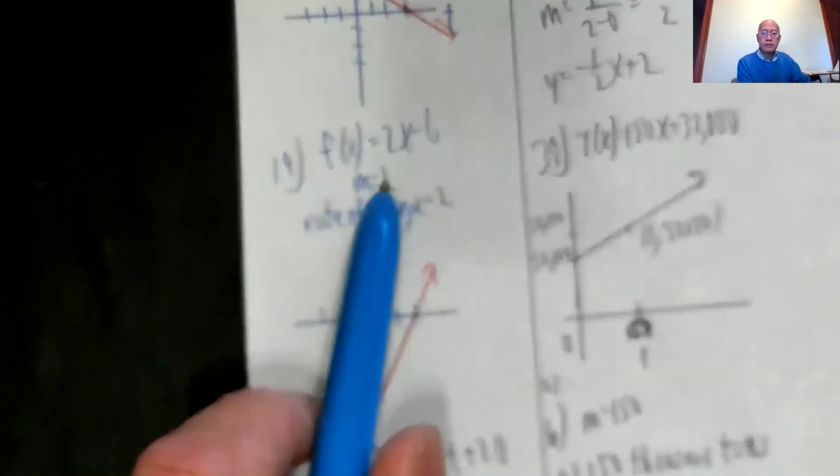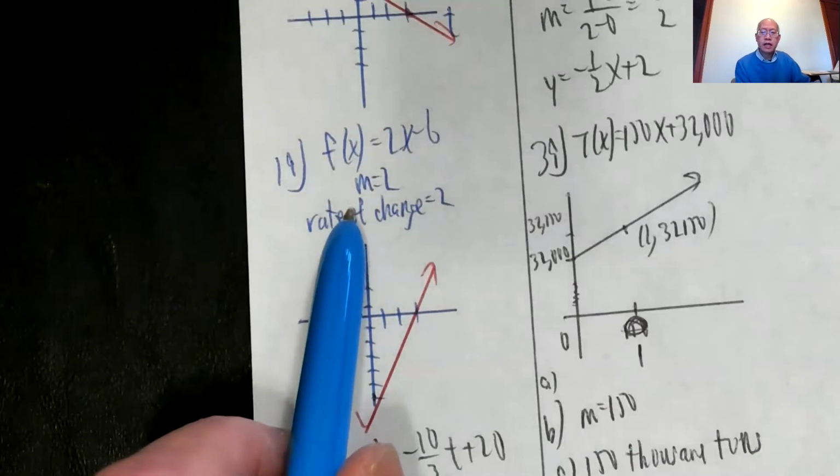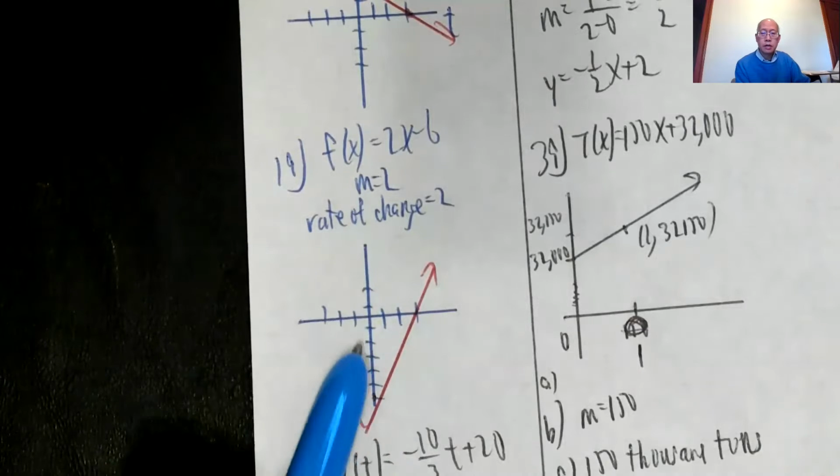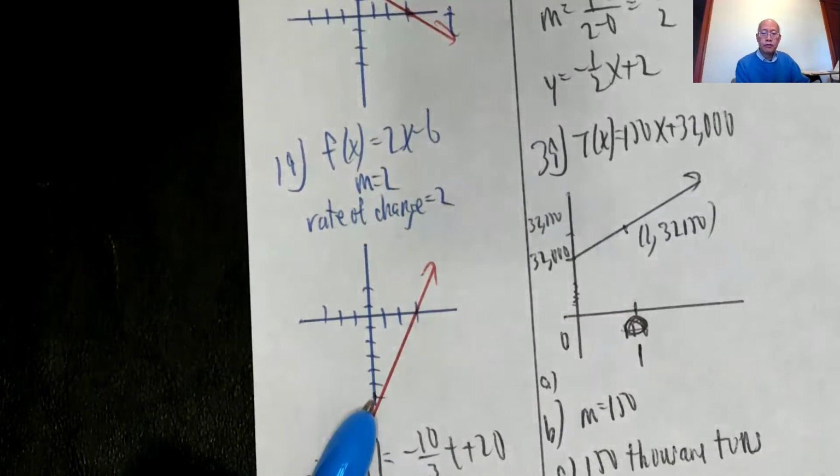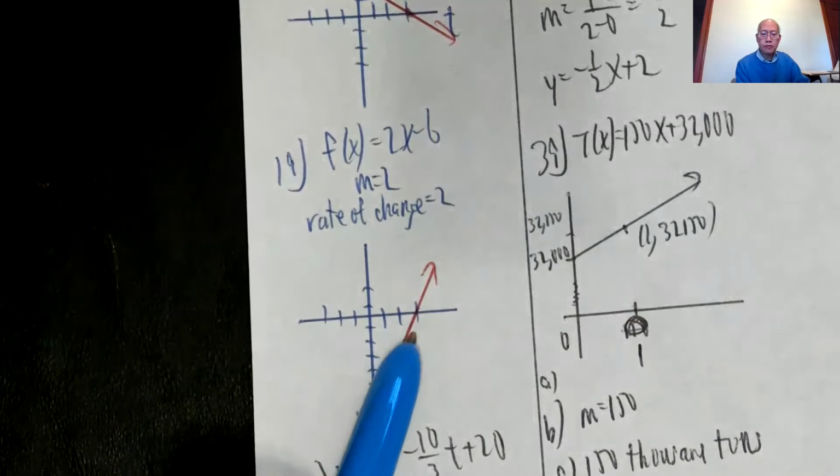19, f of x equals 2x minus 6. The rate of change is 2, slope is 2. Okay, y-intercept is negative 6, 1, 2, 3, 4, 5, 6. Over 1 up 2, over 1 up 2, over 1 up 2. Looks something like that.